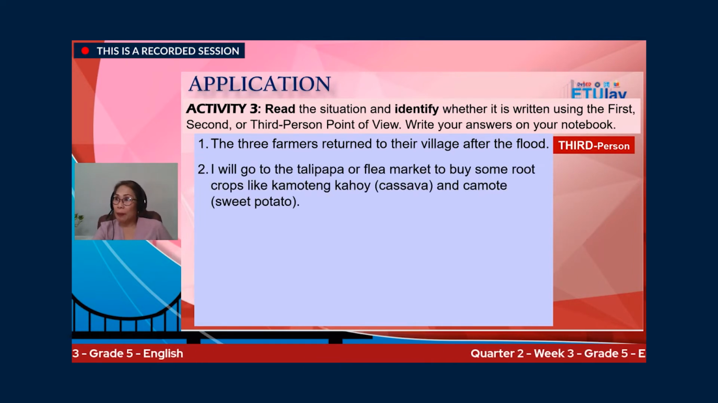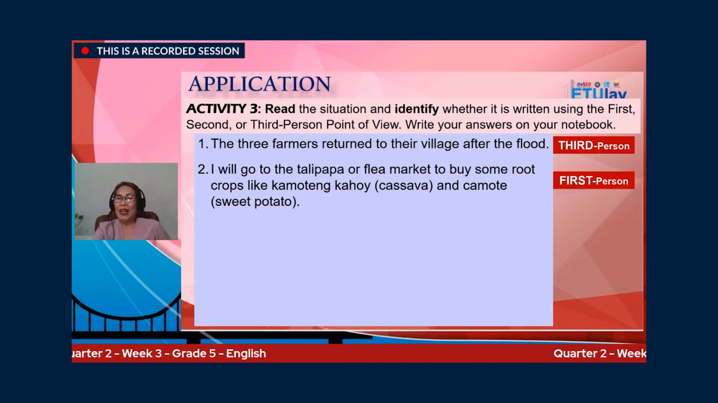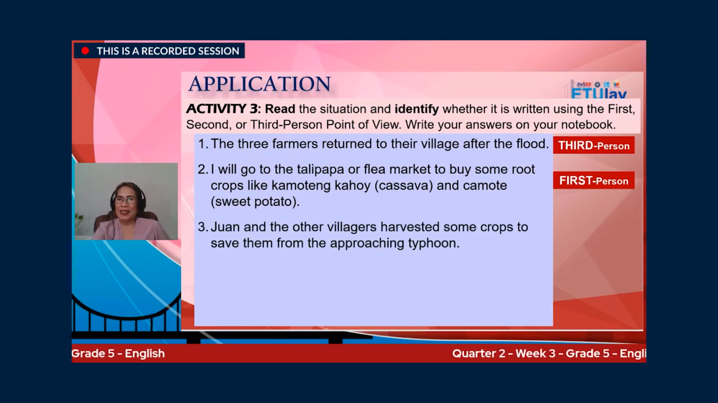I will go to the talipapa or flea market to buy some root crops like kamoting kahoy, which is cassava, and kamote, which is sweet potato. What is the point of view? Very good. It's first person. Now let's have number 3 sentence.